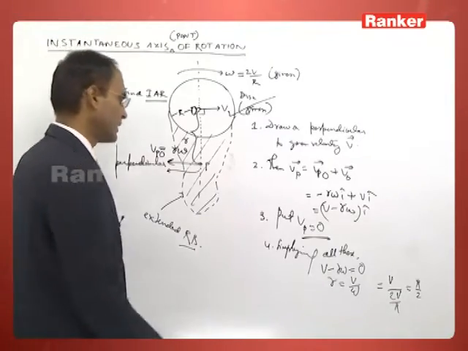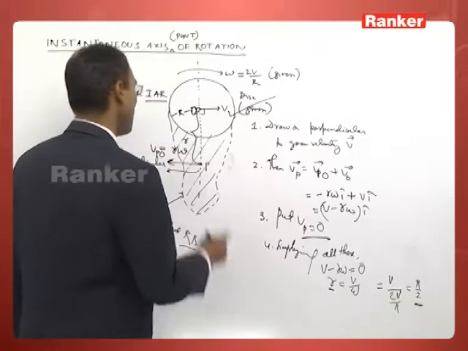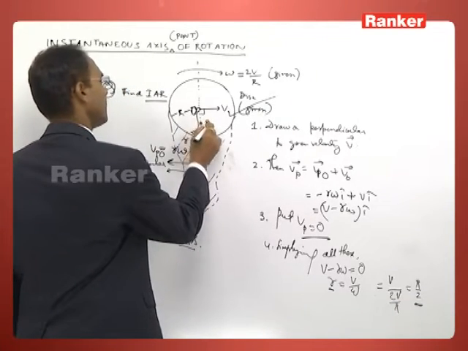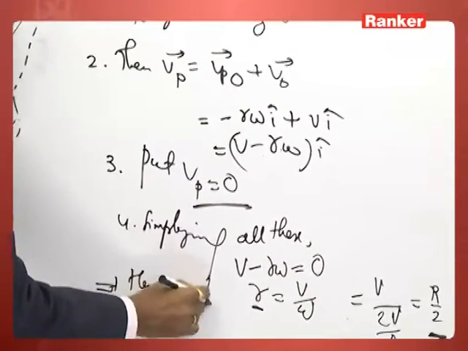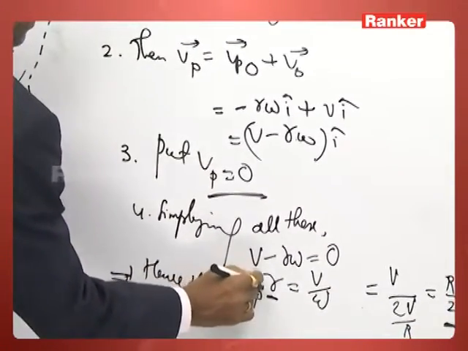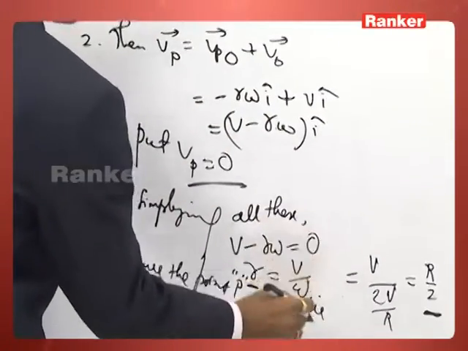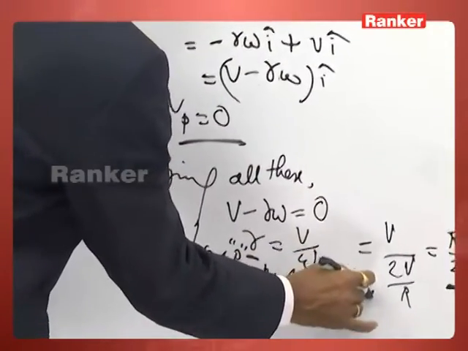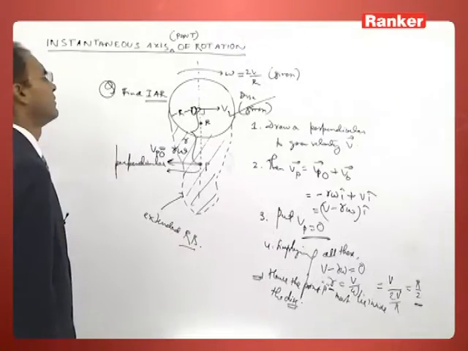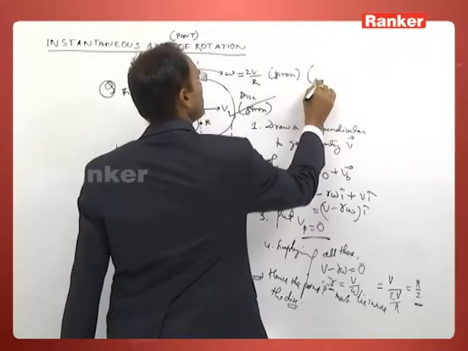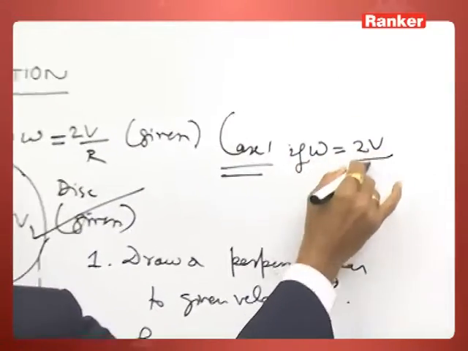Since small r equal to capital R by 2, therefore this point must lie here. Hence the point P, instant axis of rotation, must lie inside the disk. Case 1, if omega is equal to 2V by r.